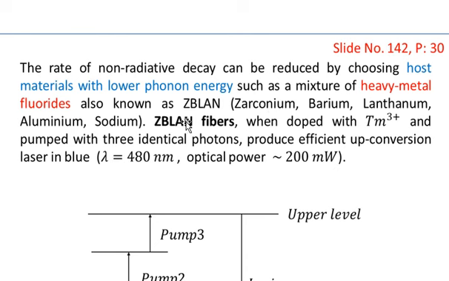Z stands for zirconium, B stands for barium, L stands for lanthanum, A stands for aluminium, and N for sodium. ZBLAN fibers, when doped with Tm3+ ion, thulium triply ionized ion, and pumped with three different photons, produce an efficient up conversion laser in blue with a wavelength of 480 nanometer with an optical power ranging up to 200 milliwatt.